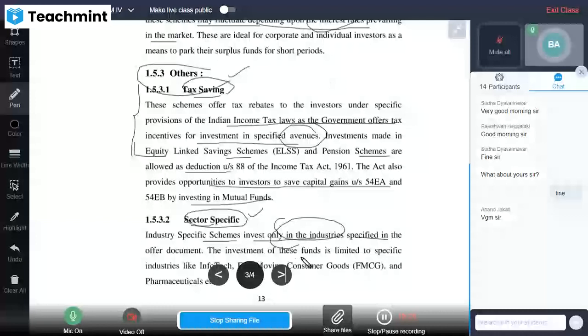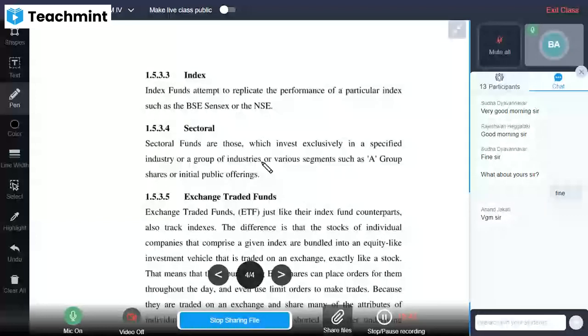The investment of these funds is limited to specific industries like infotech, as I said, the technology fund, ICICI Prudential Technology Fund, right? Or fast moving consumer goods or pharmaceuticals. They are going to invest in that particular field or sector, which we can call sector funds.